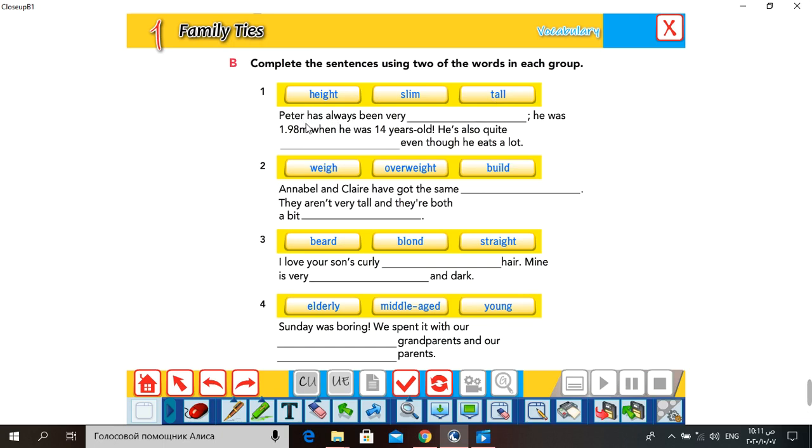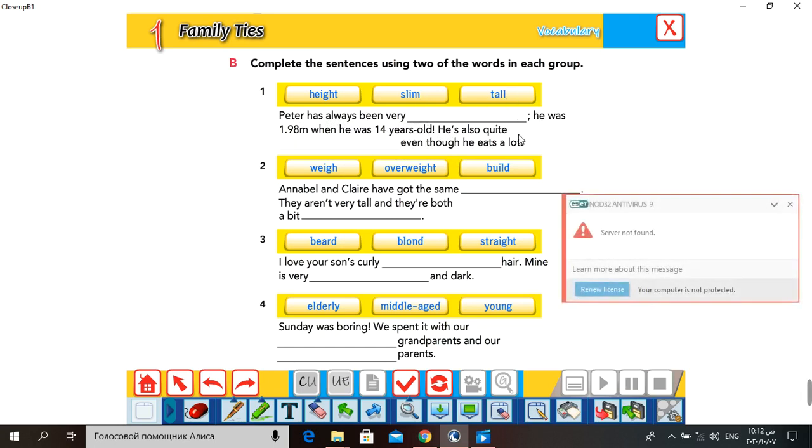Let's read the sentence and answer it by completing the gaps. Peter has always been very blank. He was 1.98 meters when he was 14 years old. He's also quite blank, even though he eats a lot. In the first part, it says Peter has always been very. After very, of course, we need an adjective. So which one goes here, slim or tall?